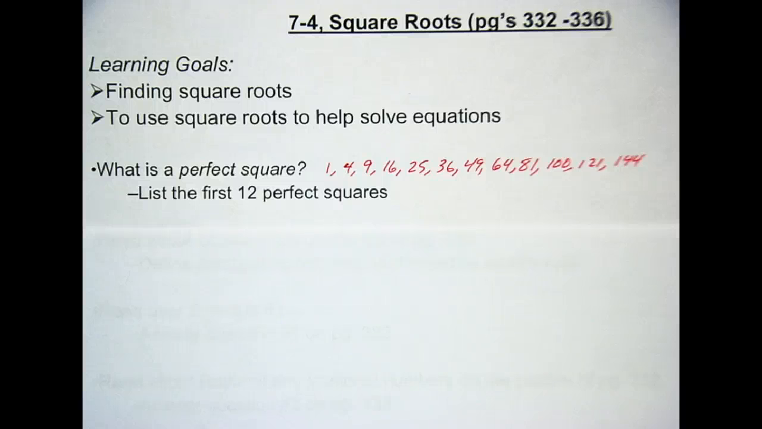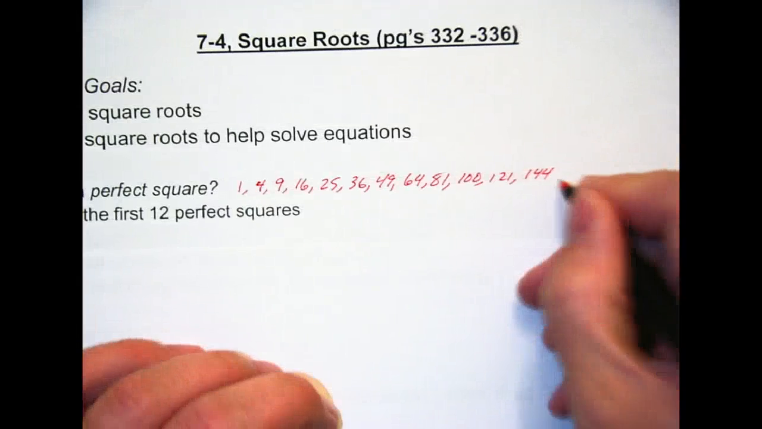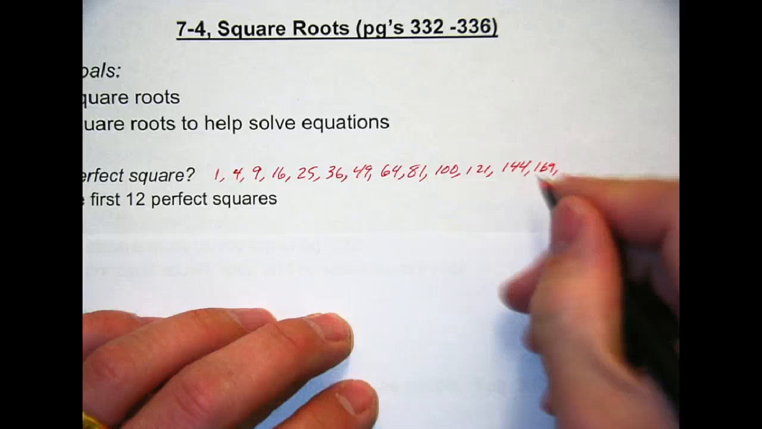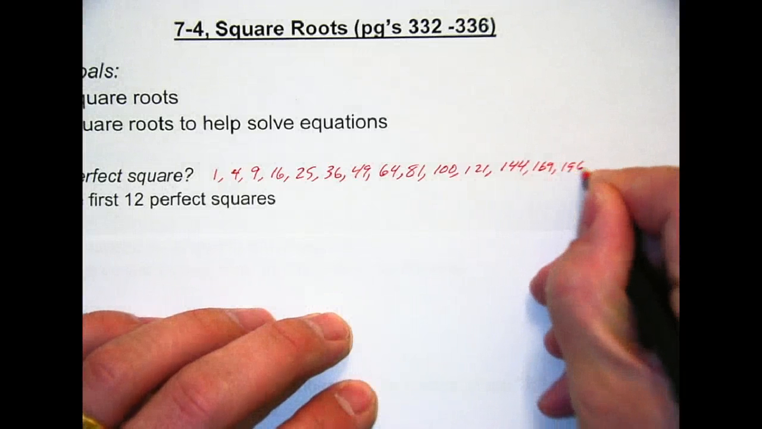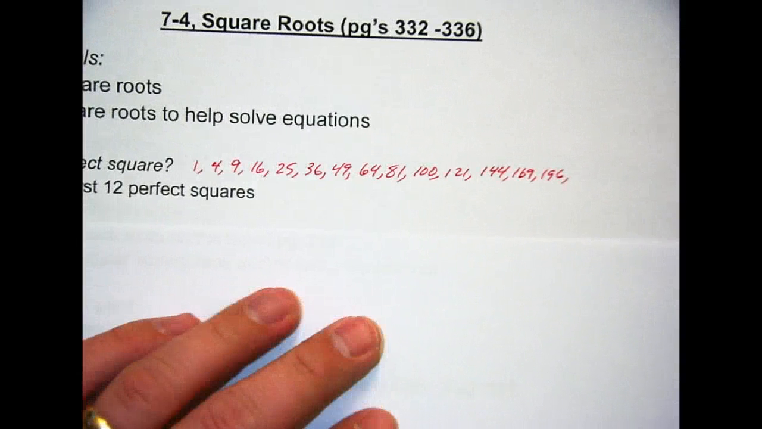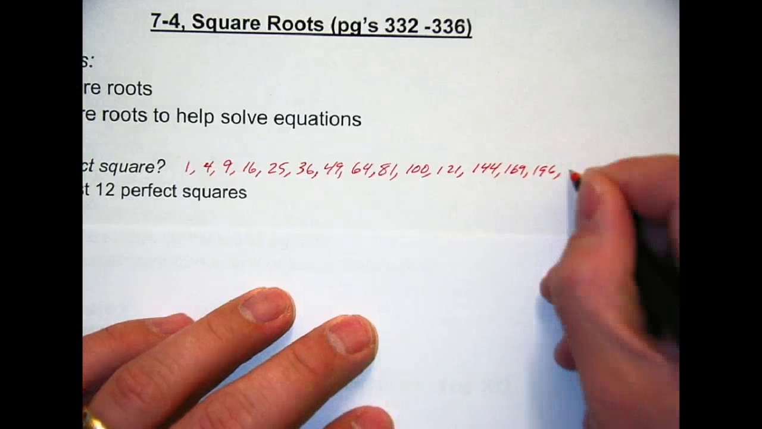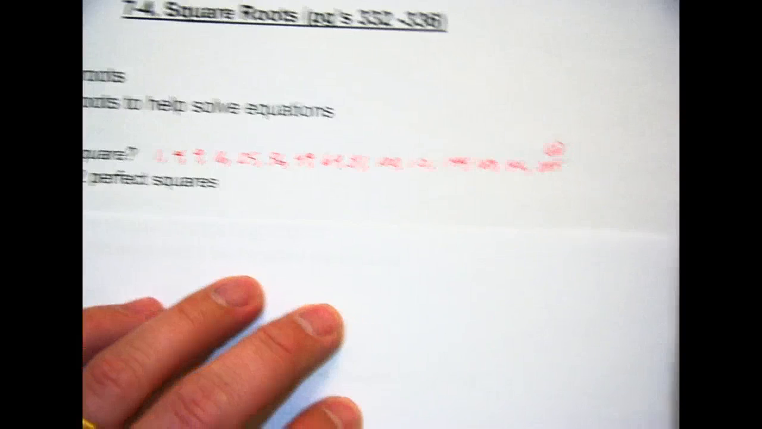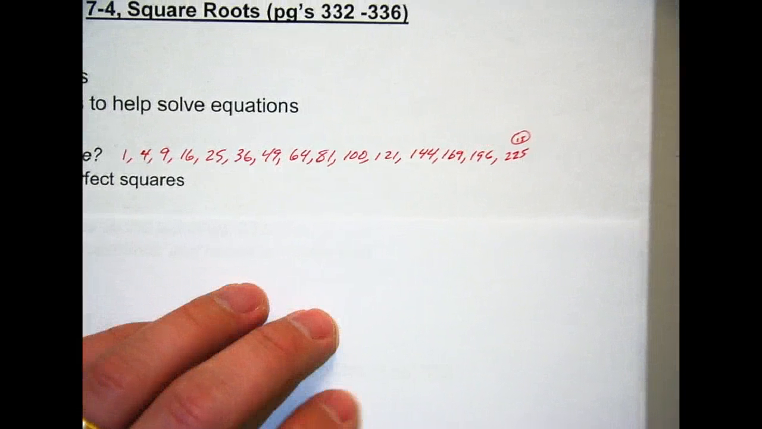13 squared? Yeah? Good. 13 squared is 169. 14 squared? Yeah? 196. Just flip the back 2 numbers. Okay. Next one? Yeah? 225. 225 is 15 squared. Okay. Next one? Mackenzie?